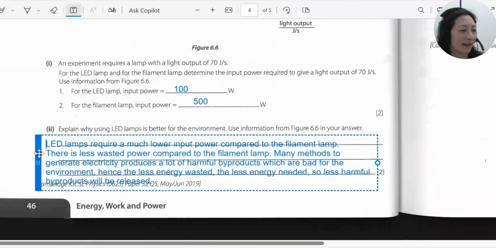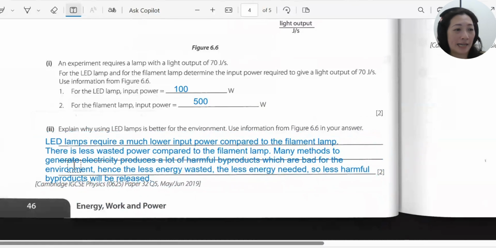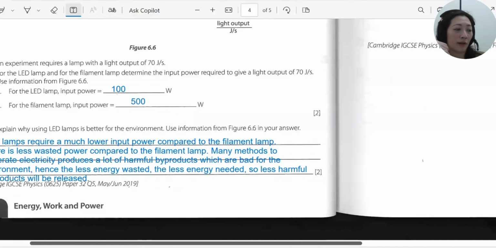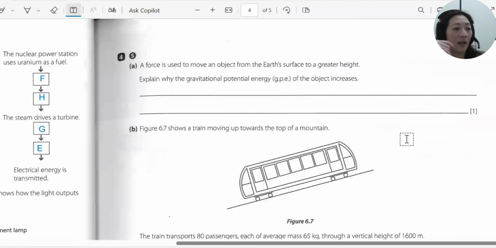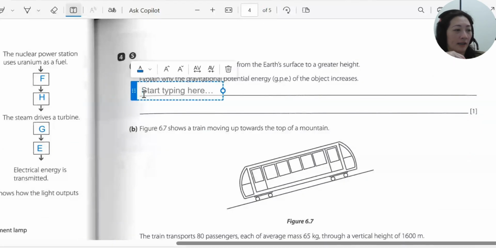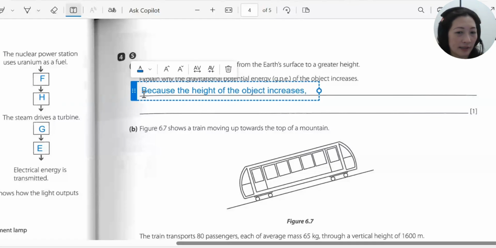I know you can't read it, and it's too many words here. I'm over-explaining it, but generally, you just need to talk about the LEDs requiring a much lower input with less wasted power, and that because it generates less electricity, there are fewer harmful products generated. Okay, so let's move on to question 4. 4a: a force is used to move an object from the Earth's surface to a greater height. Explain why the gravitational potential energy increases. You can explain here: because the height of the object increases.